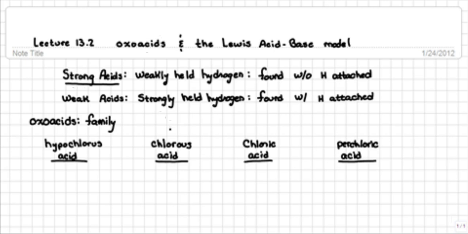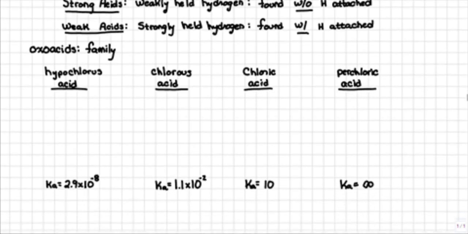A strong acid is one that has a weakly held hydrogen. And because that hydrogen is so weakly held, we typically find a strong acid without its hydrogen attached. On the other hand, weak acids are acids that have their hydrogens held onto very strongly. And for this reason, we typically find weak acids with their hydrogens attached. Very important idea to keep track of as we look at the following collection of oxoacids.